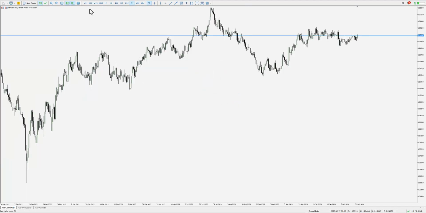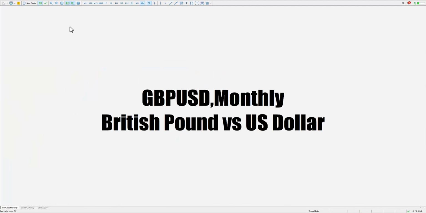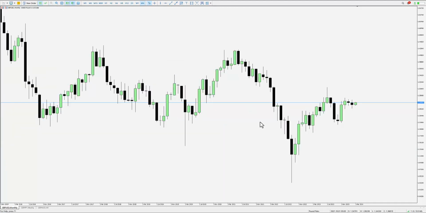Let me just clear this up and go to the monthly. Zoom in. You see, we've got our discount right there. See these relatively equal lows here. Chances are very high that price might first want to trade below before it moves to the upside.